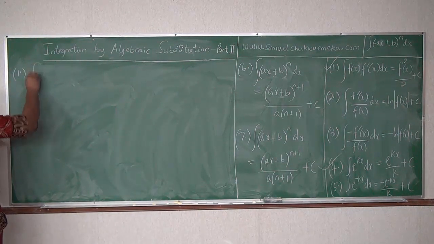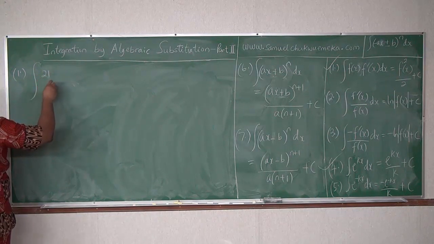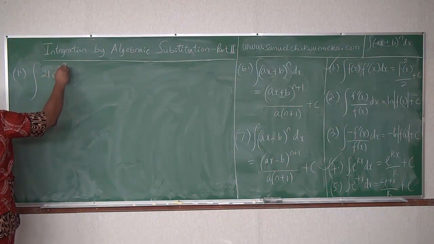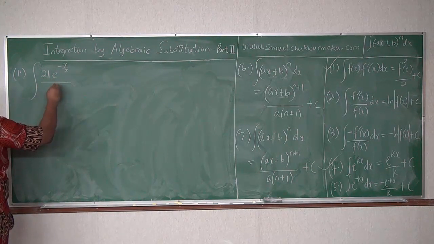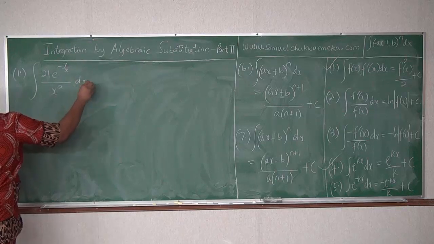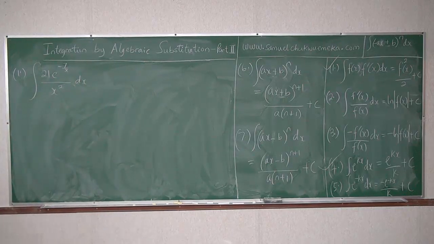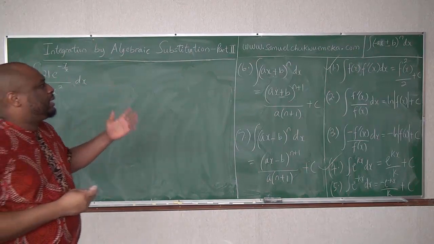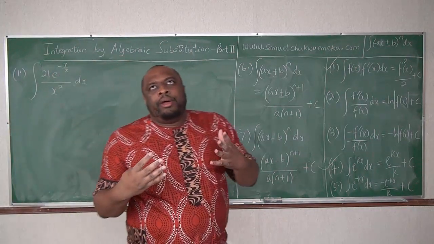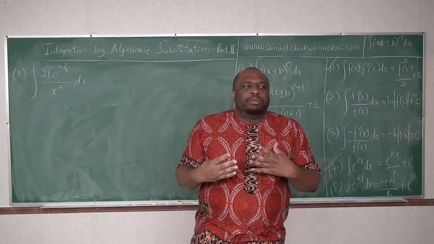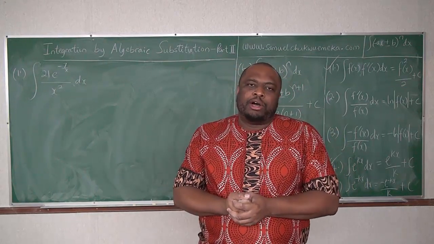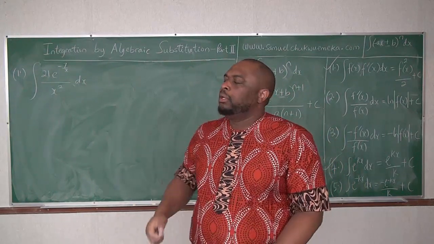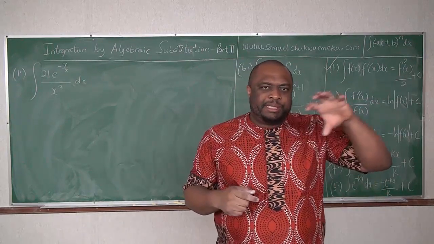Question 1, we have: find the integral of 21 e to negative 7 over x, all over x squared dx. So remember in part 1 we said that for you to find an integral using algebraic substitution, what do you substitute?